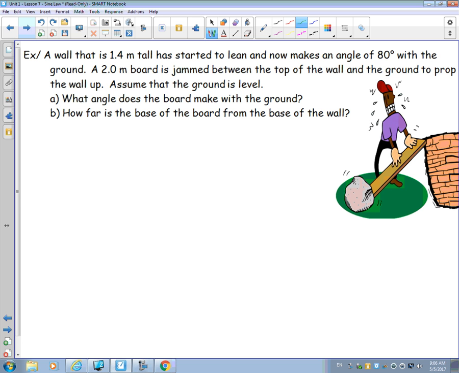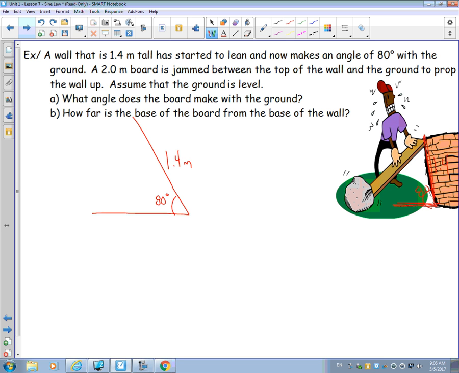So we have a wall. It's 1.4 meters tall, and it started to lean, and now makes an angle of 80 degrees with the ground. So if this is my wall over here, it's 1.4 meters tall, and it makes an 80 with the ground. Now it's a little hard to see, so I'm going to draw it over here. So I got 1.4 meters tall and makes 80 with the ground.